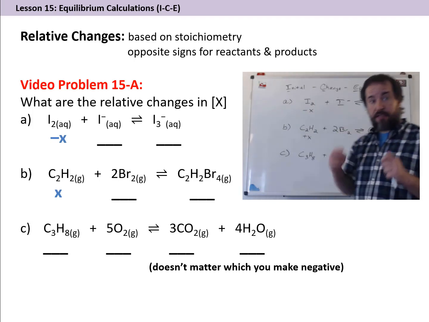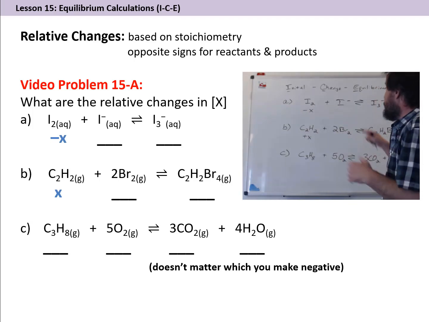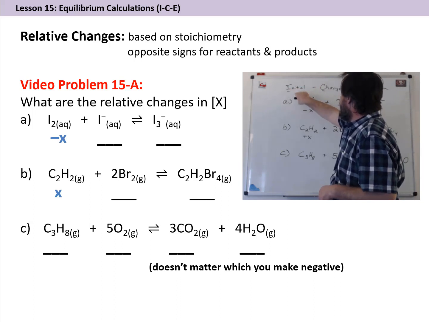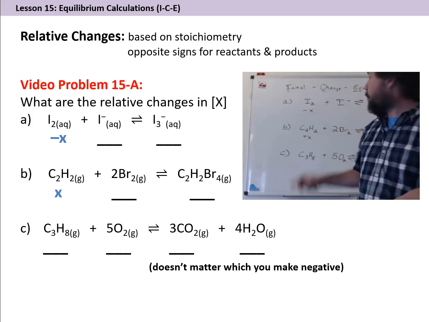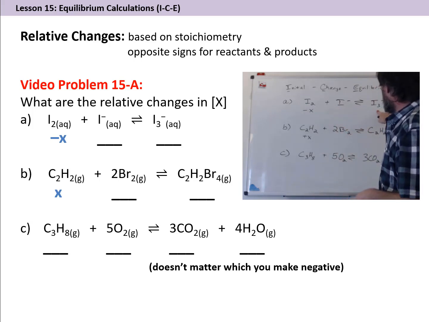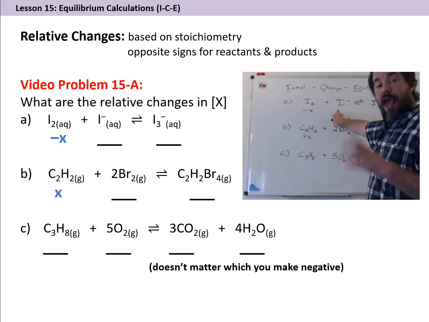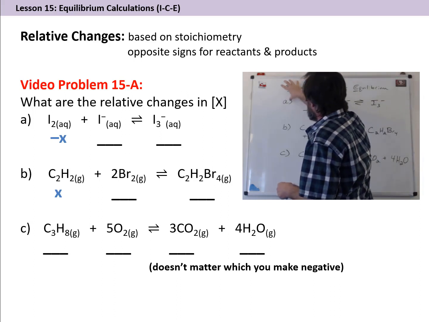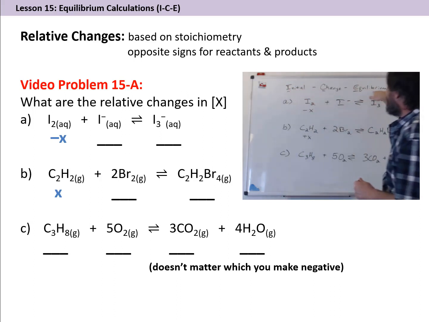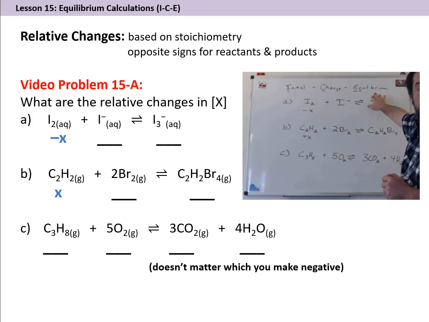Okay, so this is lesson 15. 15 is all about ICE, or initial change equilibrium calculations. So equilibrium is when we have reaction going both forward and backwards. And a lot of times what we want to know is, hey, if I know the initial concentrations of all, what are my equilibrium concentrations?